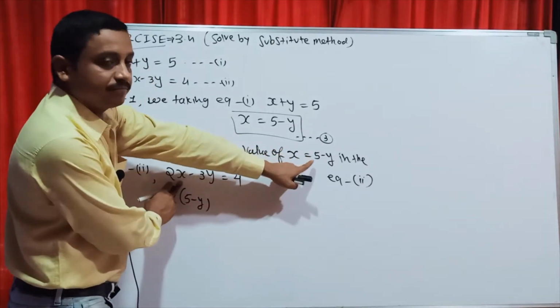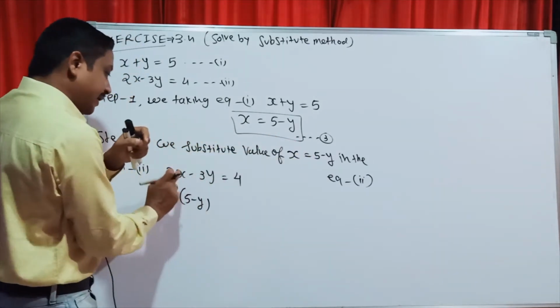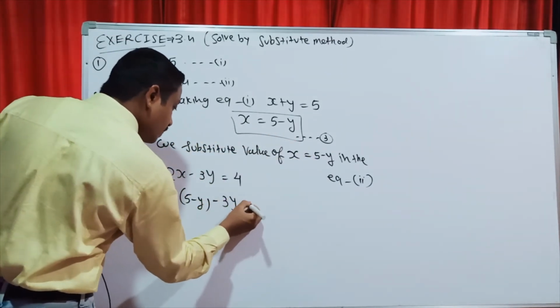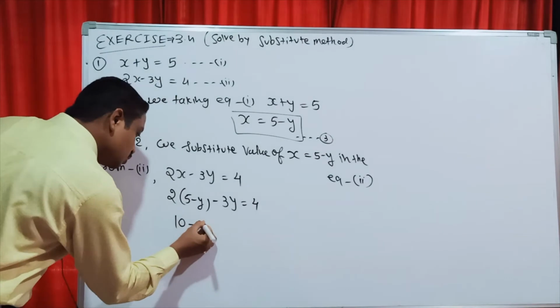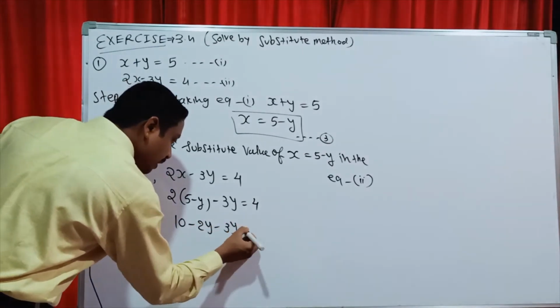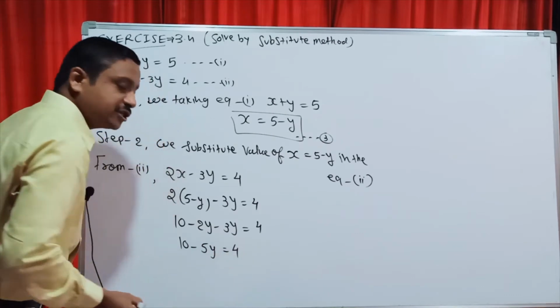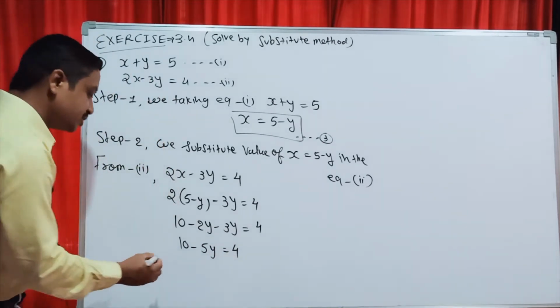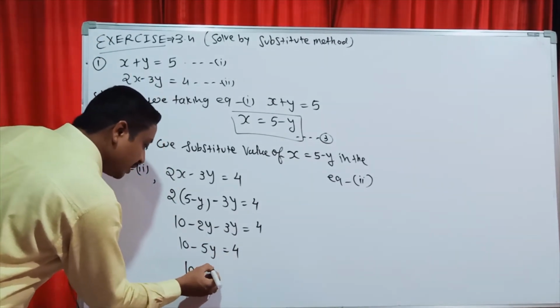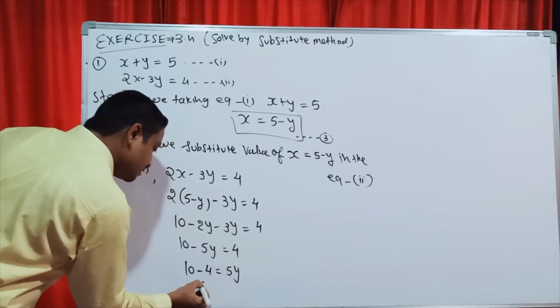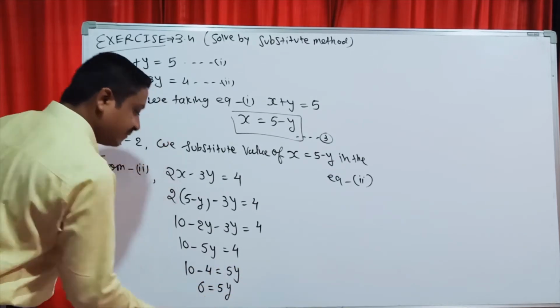Students, apply this value of x here: minus 3y. So 10 minus 2y minus 3y is 10 minus 5y. Now calculate the constants on one side: 10 minus 4 is equal to 5y. It is 6 is equal to 5y.